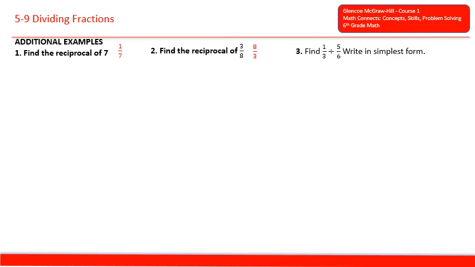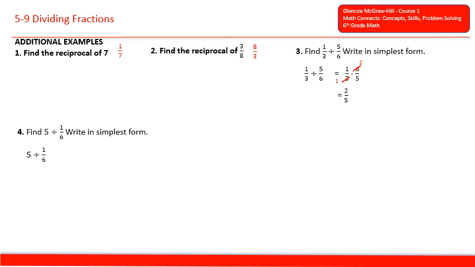Find 1/3 divided by 5/6, write in simplest form. We have 1/3 divided by 5/6. We'll rewrite that as 1/3 times 6 over 5. And then we will simplify with the greatest common factor of 3. 6 divided by 3 is 2. 3 divided by 3 is 1. If we multiply across, 1 times 2 is 2. 1 times 5 is 5. So we get 2/5.